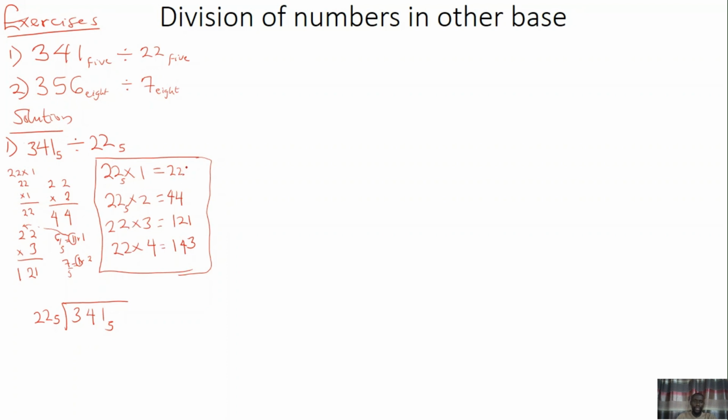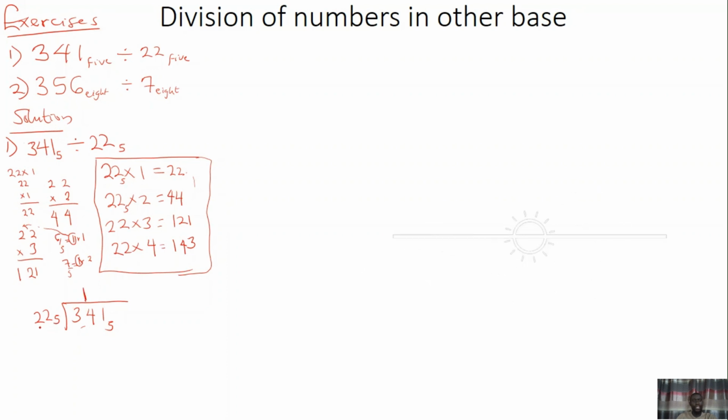If we look at all these numbers, when we multiply 22 in base 5 with other numbers in the multiplication table of 22 in base 5, we discover that 22 is the only number that is less than 34 and is closest to it. Okay, so meaning that 22 base 5 will go one time in 34, and we're going to write that 1 here.